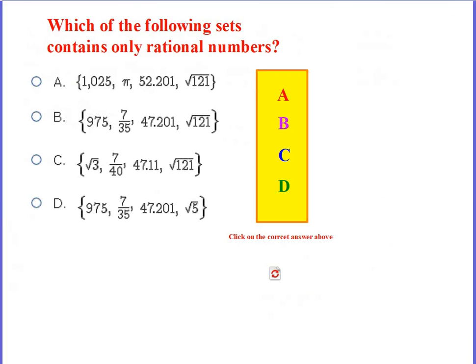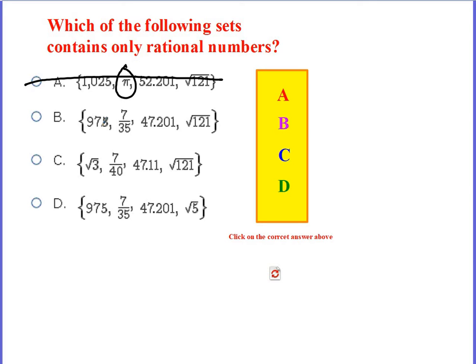All right, so the next thing we're going to do is take a look at these different sets, and we're going to determine which set contains only rational numbers. Well, let's look at A. Right off the bat, we see pi, and we know that pi is irrational, so we know that A is not a choice. B has 975, which is rational.